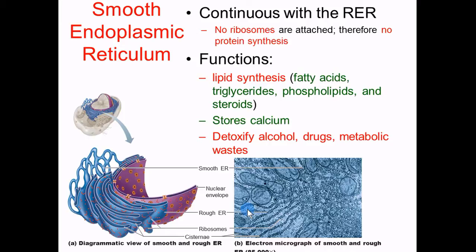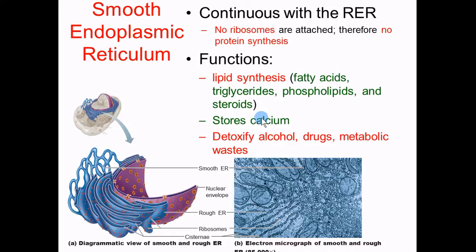Notice the red words again. You have to absolutely positively know these things. What the smooth endoplasmic reticulum does do is it helps synthesize lipids. So the specific lipids are things like fatty acids, triglycerides, phospholipids that you make membranes out of, and then things like steroids like estrogen and testosterone. Right? And we'll talk about those later. It also helps store calcium.